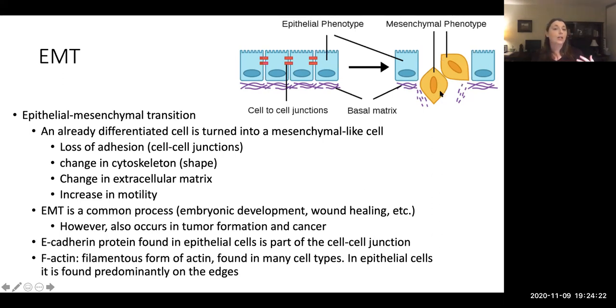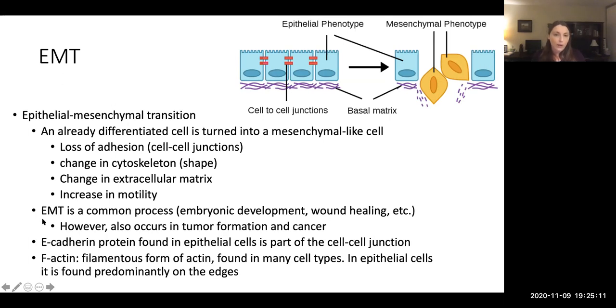Now, this is a normal process when it comes to things like organ development, wound healing, right? Or even in the embryo during embryonic development. But this also occurs when it shouldn't occur. This is the same process that leads to tumor formation and even cancer. So we do want this when it's supposed to happen in these scenarios, like embryonic development and wound healing, but we don't want this otherwise. When this happens otherwise, then it's going to be bad. It's going to be a tumor and maybe even cancer.